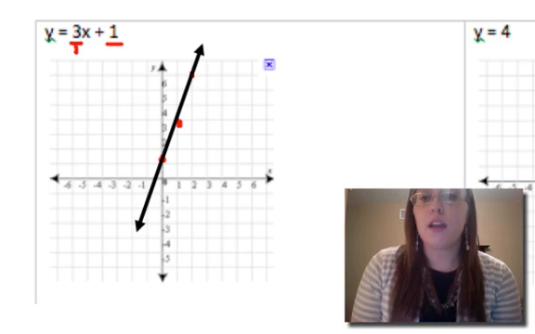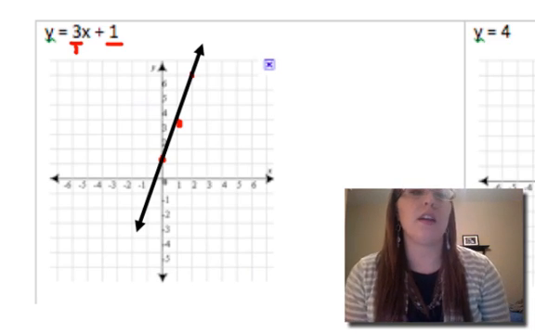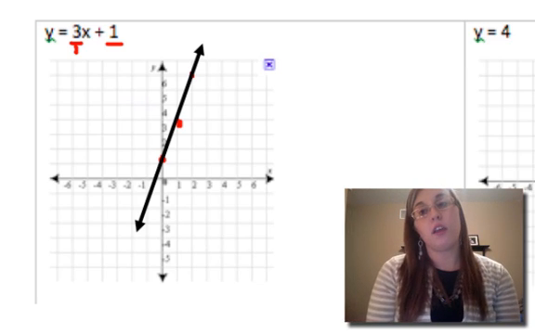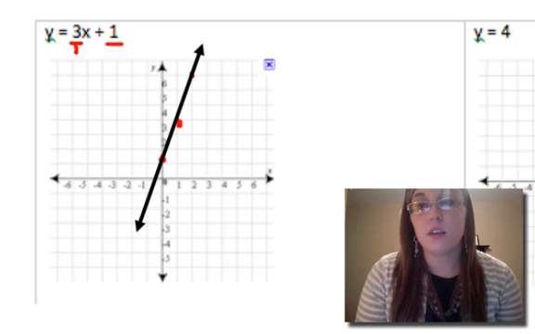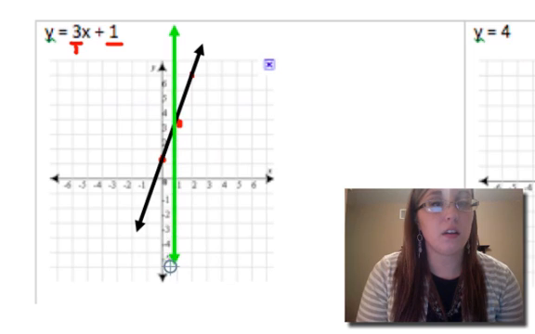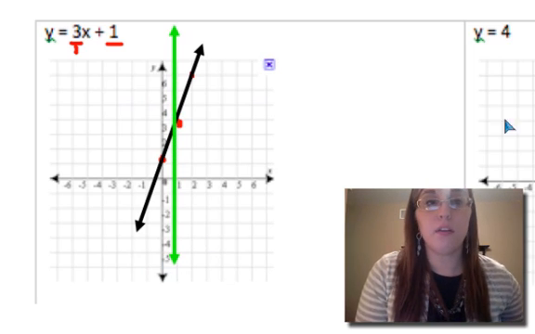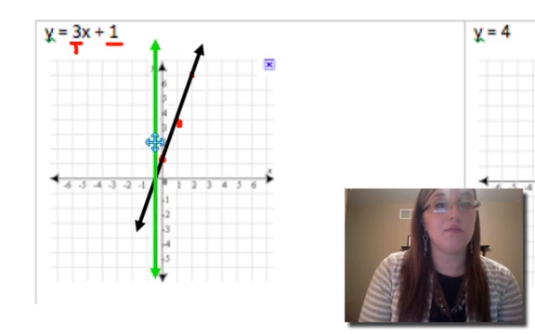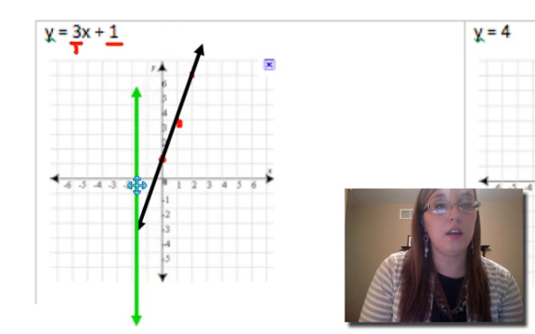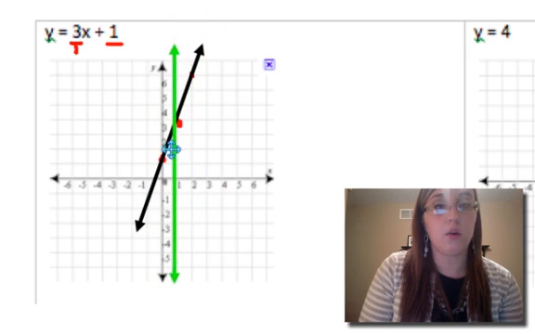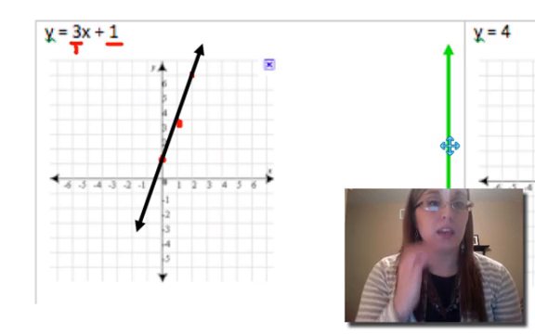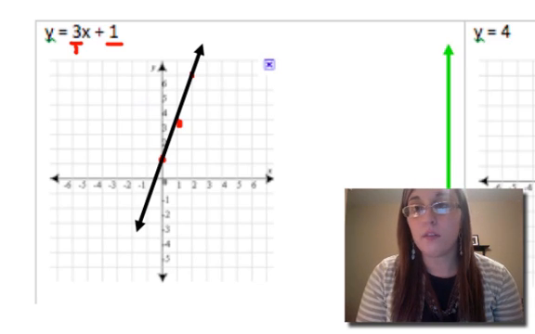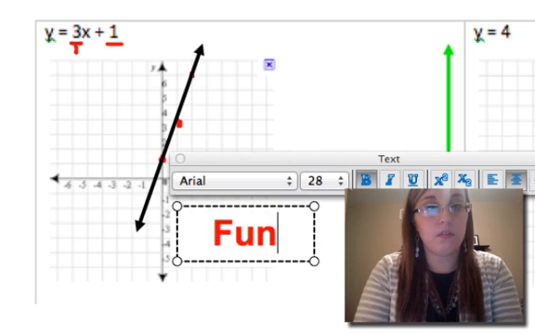Now we've got to do the vertical line test and decide if this is a function. I'm going to look at all possible vertical lines, so I'll go ahead and draw a vertical line here. Moving that around, I can see that no matter where I move this vertical line, it's only ever going to cross our equation at one spot. So that means that this has to be a function. Let's go ahead and write function.